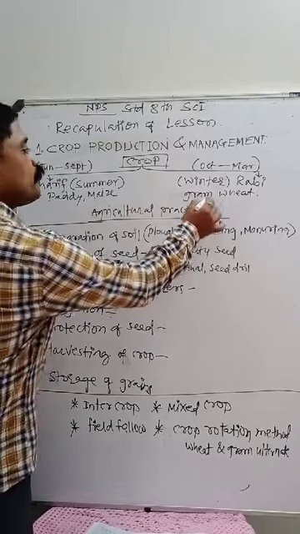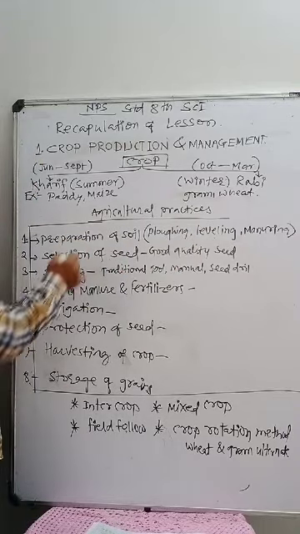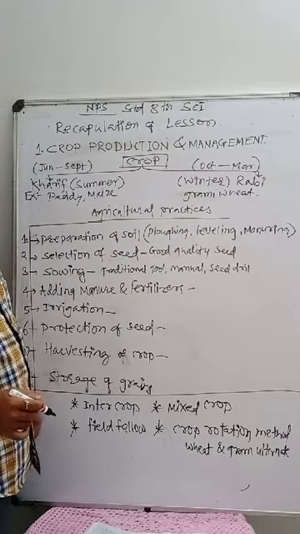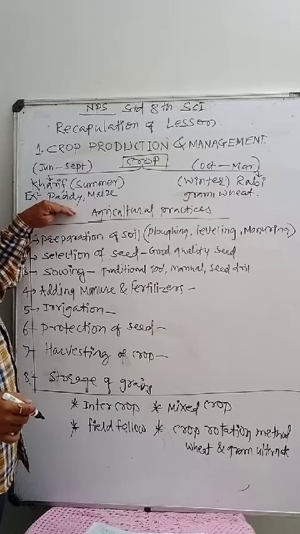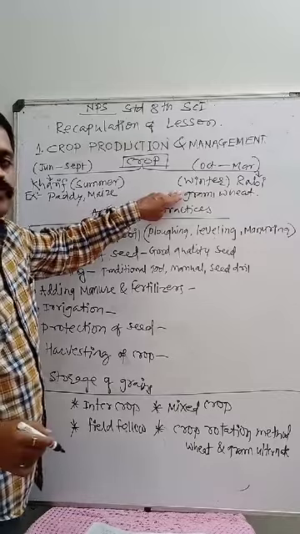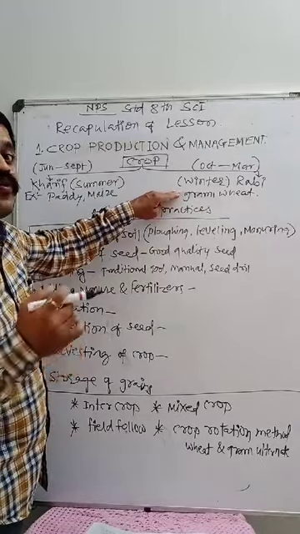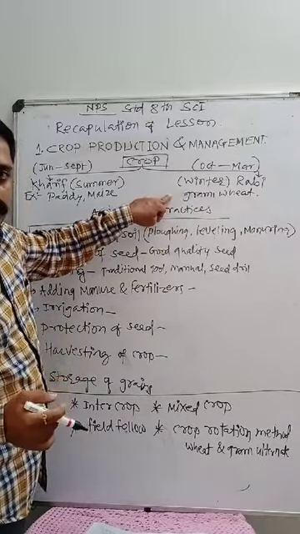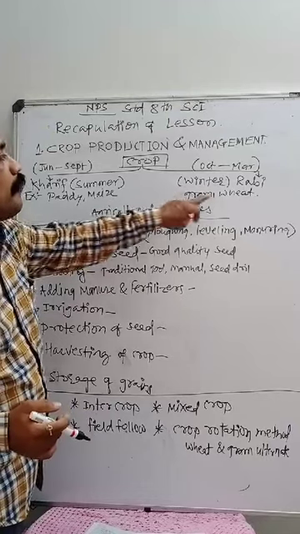Examples: gram and wheat are Rabi crops. Paddy and maize are summer crops. They need a lot of water, so that's the reason they are grown during the month of June. Gram and wheat need less water, but low temperature is required for their growth, so they are grown in winter.